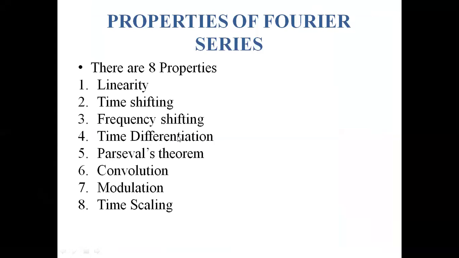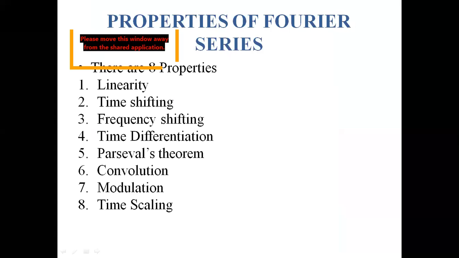The second one is the time shifting property, then the frequency shifting property, the time differentiation property, Parseval's theorem, the convolution property, which is convolution in time domain, then the modulation property, which is convolution in frequency domain, then time scaling. These properties make the computation of Fourier series simpler. Let us see the properties one by one. We will know the statement of each property and the proof of each property.